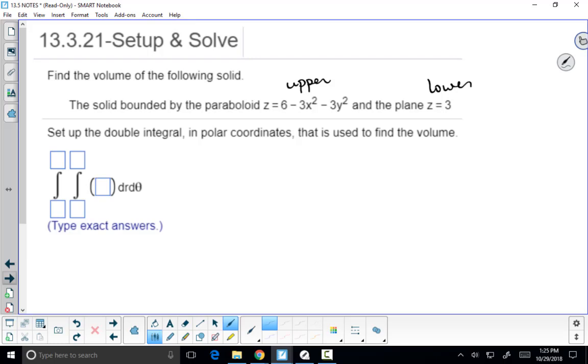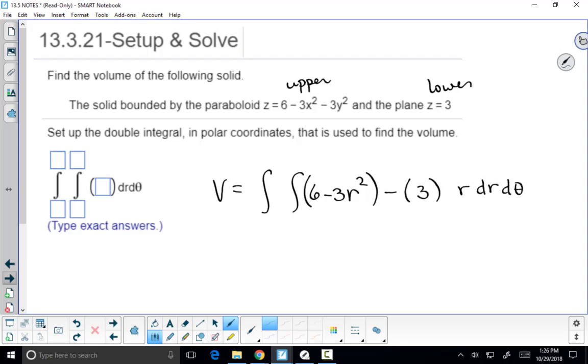Okay, so we've got that down to the plane, z equals 3. So set up the double integral in polar to find the volume. So the volume will be the upper surface in polar. So that's in polar then. Everyone agree that that's in polar? X squared plus y squared is r squared. So if you factor out this 3, you'd have 6 minus 3 times x squared plus y squared. So there's the upper surface minus the lower surface, and then r dr d theta. So we have upper minus lower.